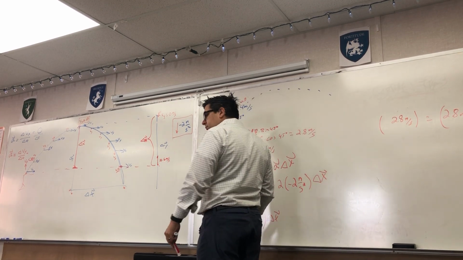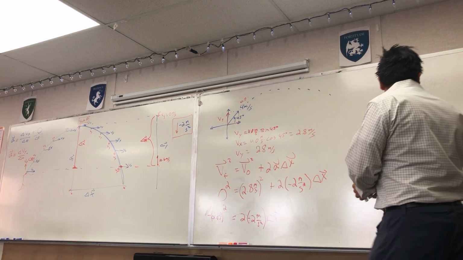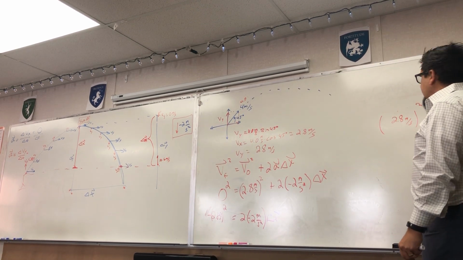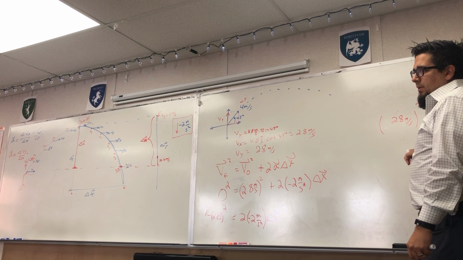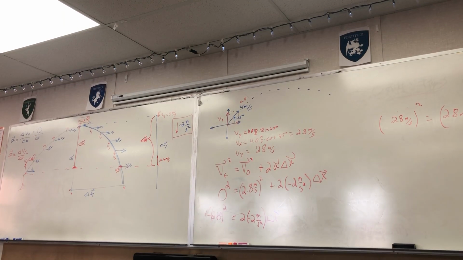You squared 2.8, and you did over here too, because your final and your initial are the same. So they cancel each other out. This 0 makes that go to 0, and you just have 0 is equal to 0. It's not interesting.